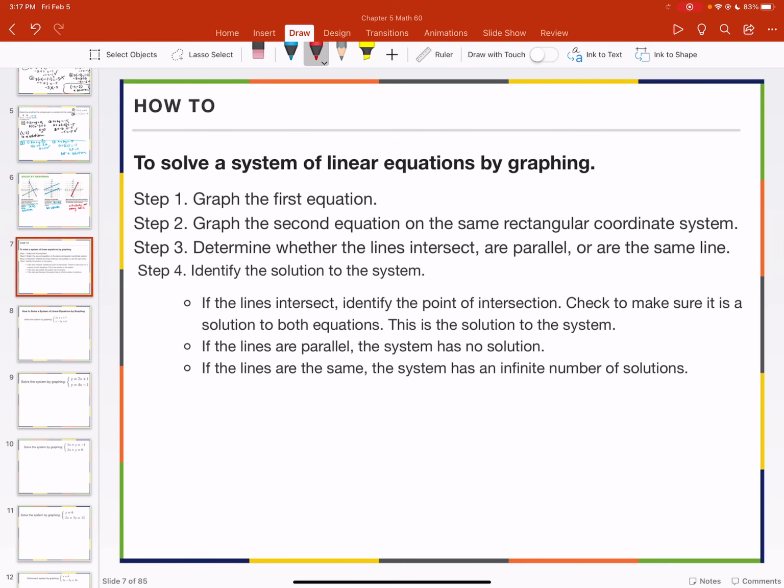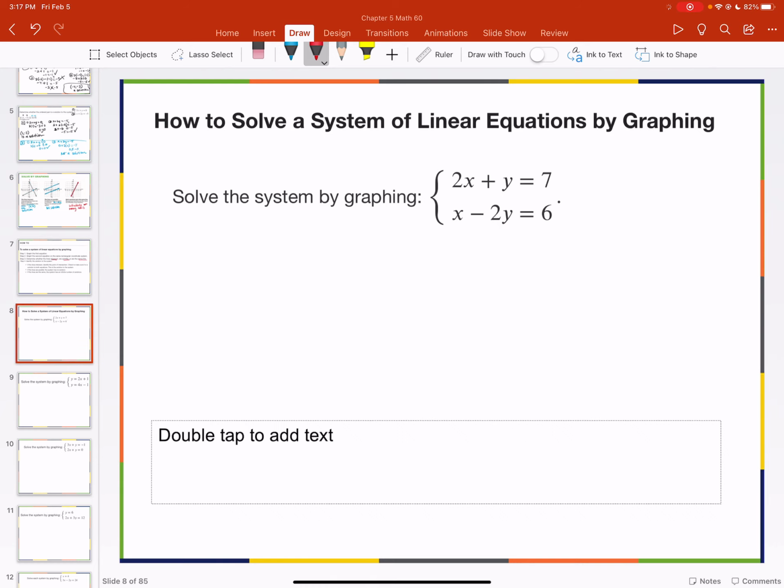So how do we solve it by graphing? Let's say you have two equations and you want to find the answer. The first thing you do is graph the first equation. Then you graph the second equation and see whether they intersect, are parallel, or are the same. Let's go ahead and do one because we love this.